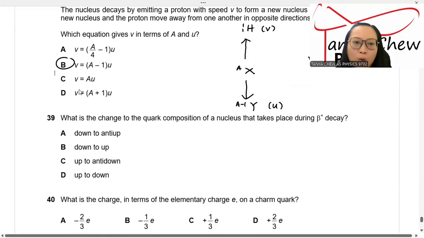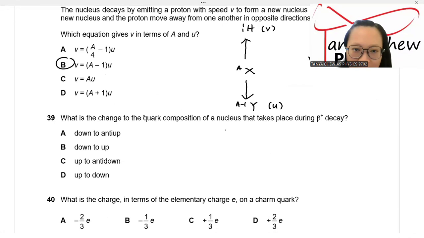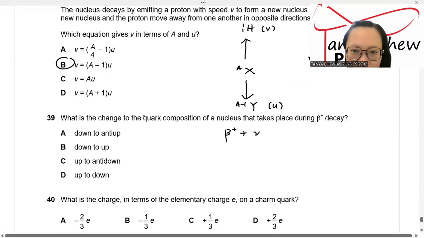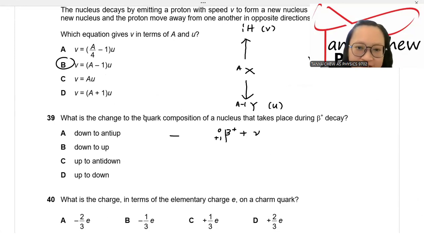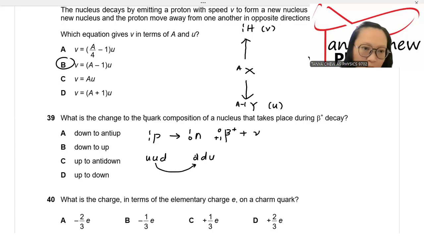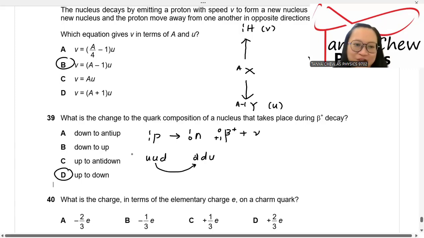Number 39. What is the change to the quark composition of a nucleus that takes place during beta plus decay? So I always write beta plus first. This is how I do it. And then plus neutrino. Beta plus is 0, positive 1, right? So I need to have something that adds with the positive 1, neutron, right? The decay of a proton gives rise to a neutron, right? Protons, the quarks are up, up, down. Neutron, the quarks, right, are down, down, up. So an up quark changed to a down quark. So up to down. D is the answer.